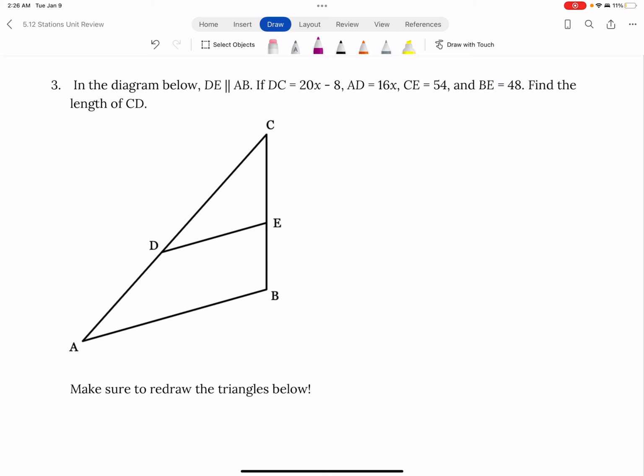Well, first of all, I want to label everything that is given. So they gave me that line segment DE is parallel to line segment AB. I'm going to mark parallel line segments with arrows. And then I'm going to mark the individual line segments' lengths. So line segment DC was given to us as equal to 20x minus 8.